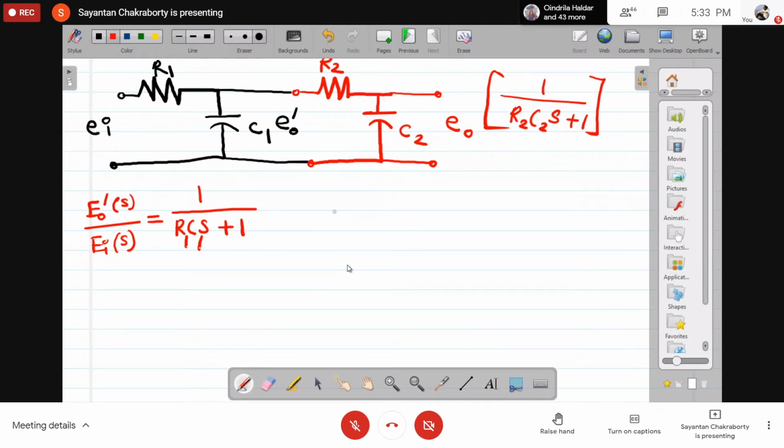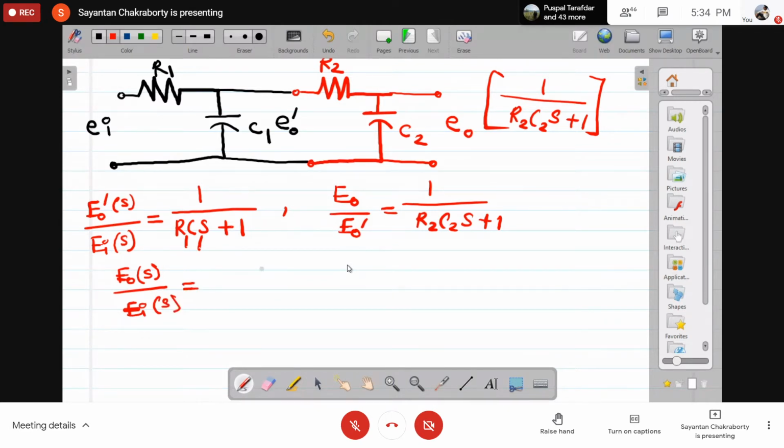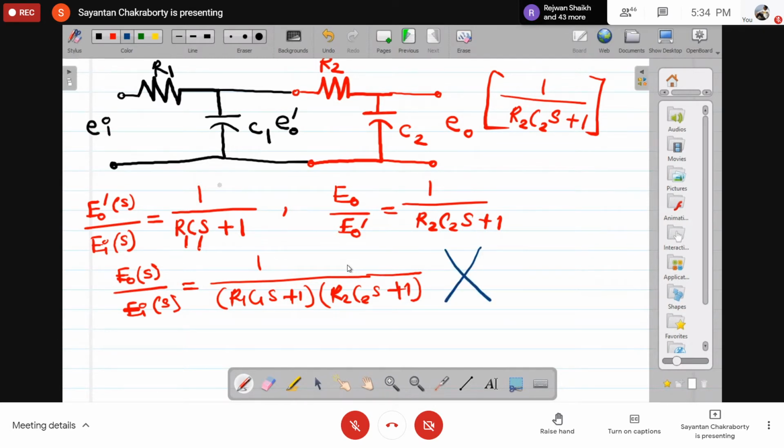So the overall transfer function, as you expect, I should write this, would ideally be 1 by, and that will give you E0(s) by Ei(s) to be 1 by R1 C1 s plus 1, R2 C2 s plus 1. This looks very trivial, but very sorry to say, this is not the case. In fact, this transfer function doesn't hold.